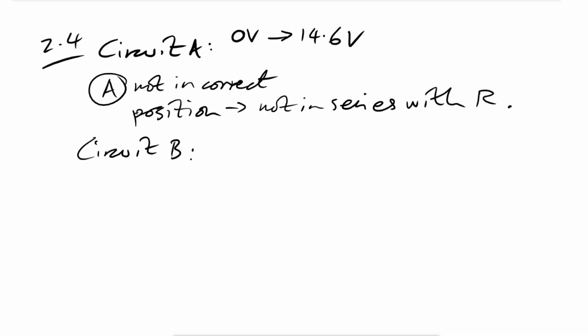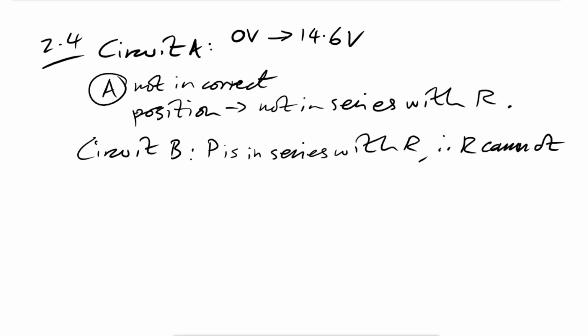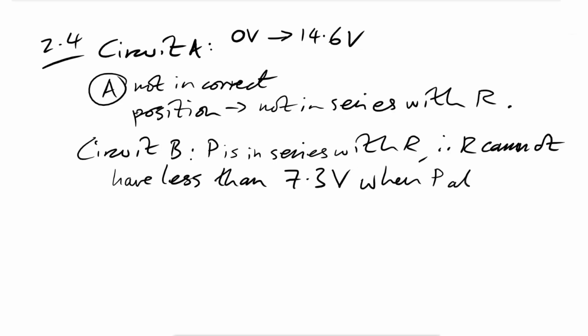Circuit B, yes, the ammeter's in the right place. It's in series with R, so that's fine. But the problem is that P is in series with R. So basically P is always going to have some of that 14.6 volts, isn't it? When P is at maximum in circuit B, it's going to have half of that 14.6 volts. In other words, we can't have R getting any lower. So R cannot have less than 7.3 volts when P at maximum resistance. We know it has to be in parallel in order for this to happen.